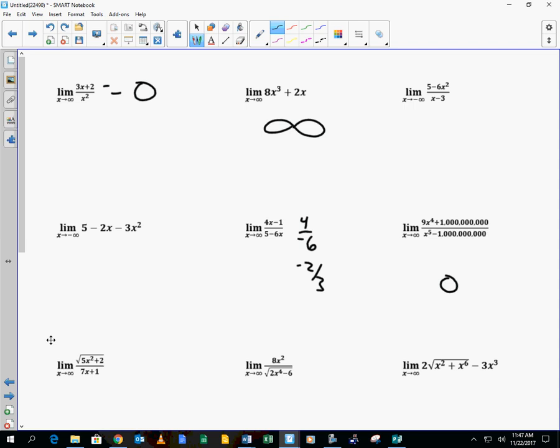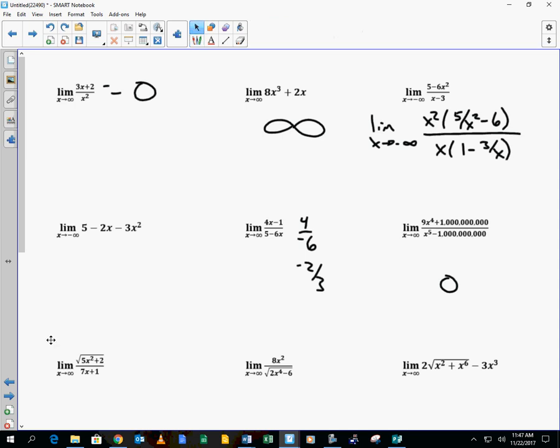So let's do this one, okay? What are you going to factor out of the top? 5 over x squared. Over x times 1 minus 3 over x. So right away, you know that those with the denominators are just going to go away, which is the total reason why we can ignore the 5 and the 3 like I did earlier. Okay? That's why you can just ignore that stuff. It just goes away anyway.